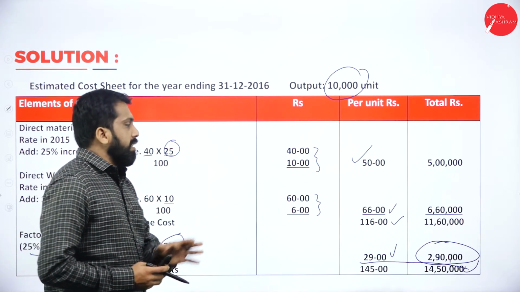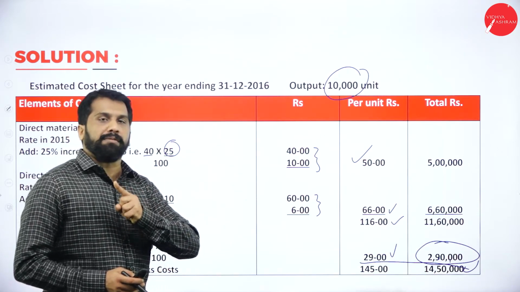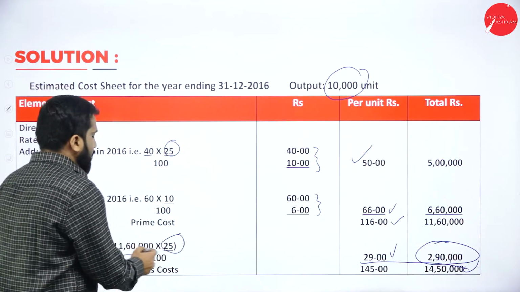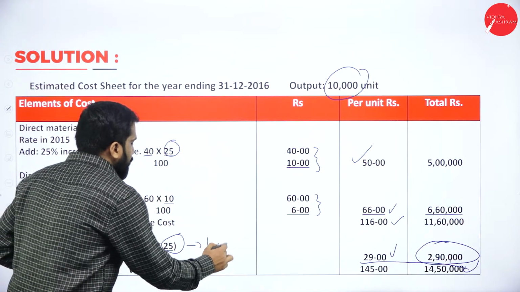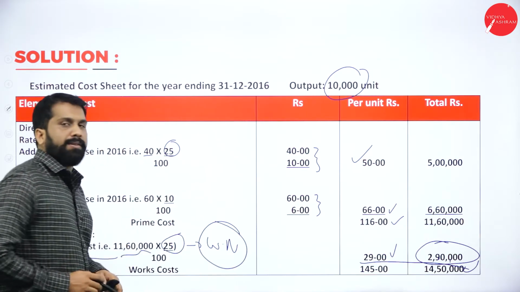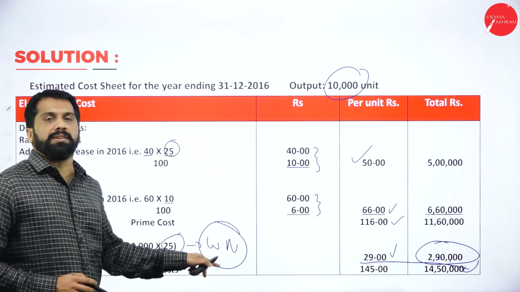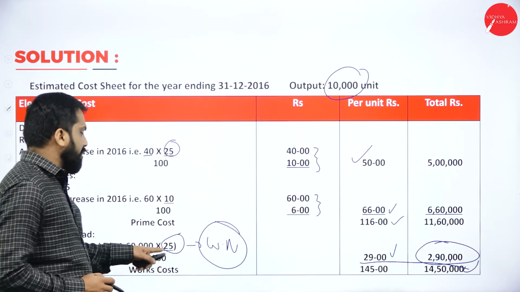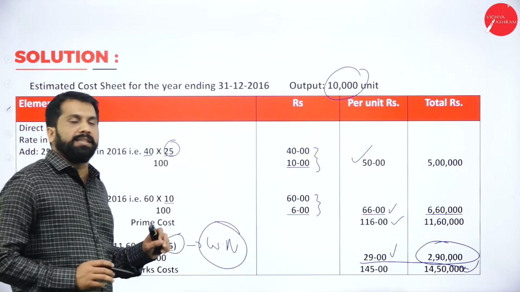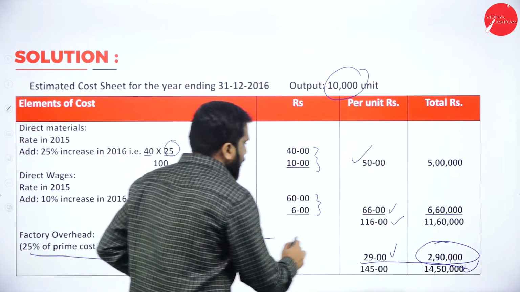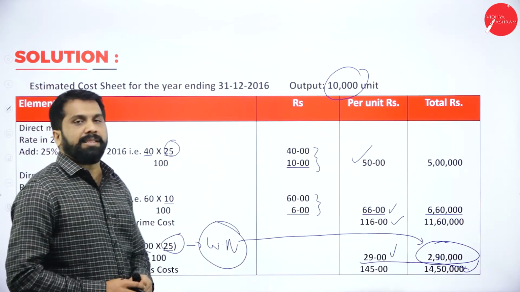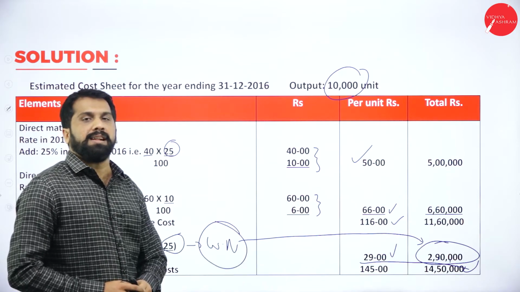Clear? Yes. In this, the only thing you have to learn is how you took this factory overhead. For this, please go to the working note. In the working note, you will get how you got this 25%. After calculation, you got 2,90,000. 2,90,000 divided by 10,000, you got 29.